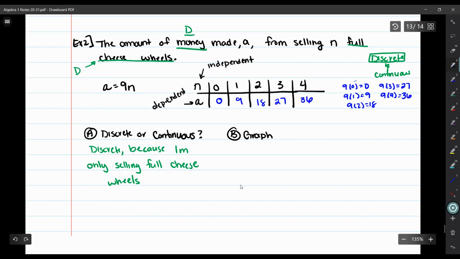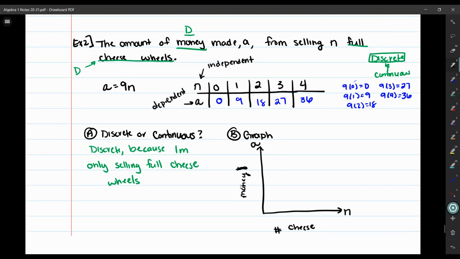So again, let's graph. Let's draw our little grid here, our little axes. And I only need the first quadrant because this is real world stuff. So our independent axis is the N, that's your cheese wheels. So I'm going to say just number of cheese. And then our dependent axis is the A, that's the money made. So that's your money. Now, on the N axis, we just have to go from 0 to 4. So 1, 2, 3, 4, 5.